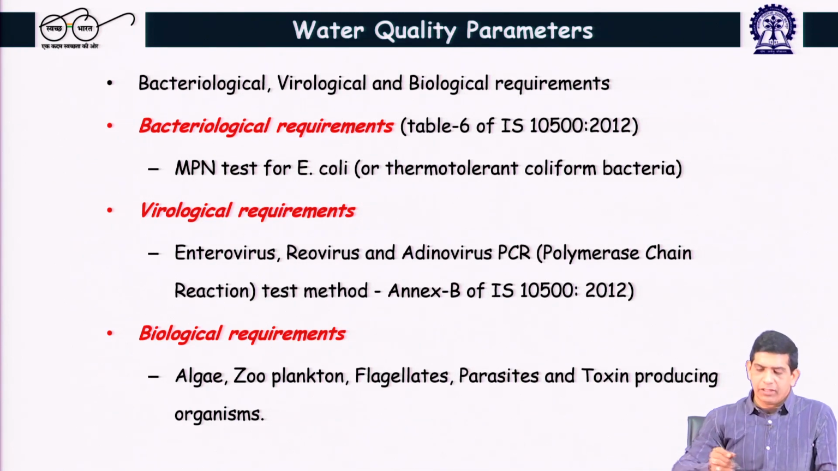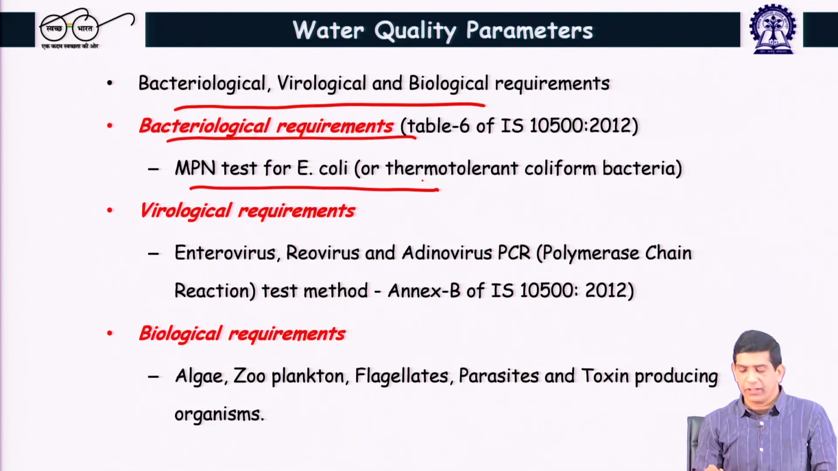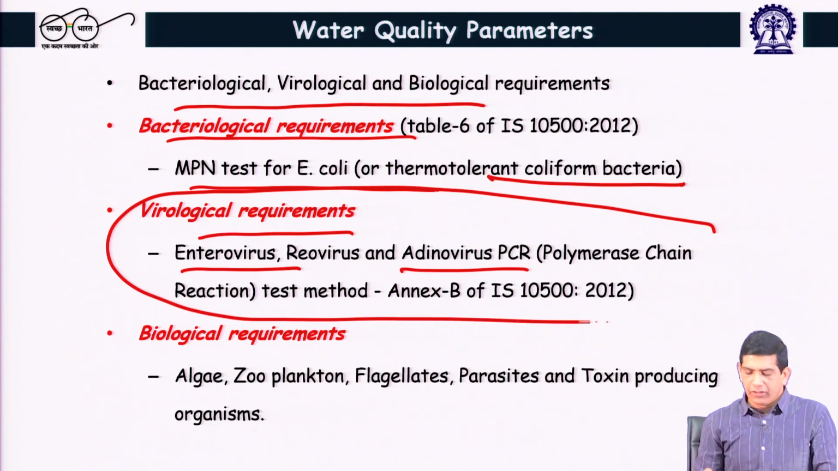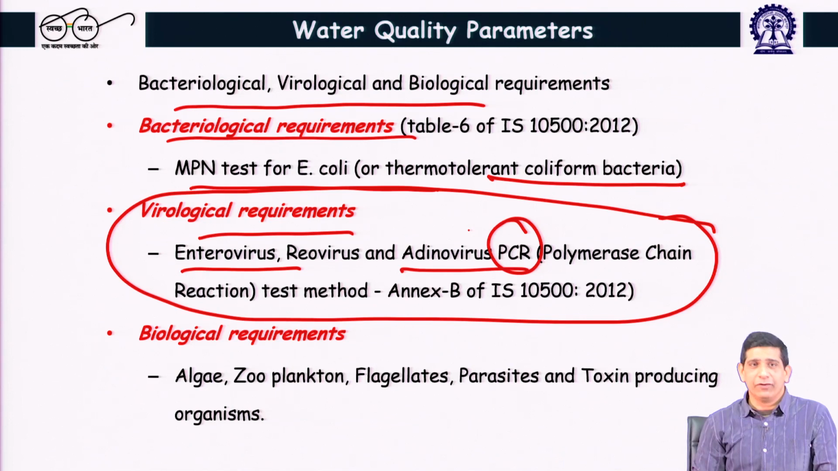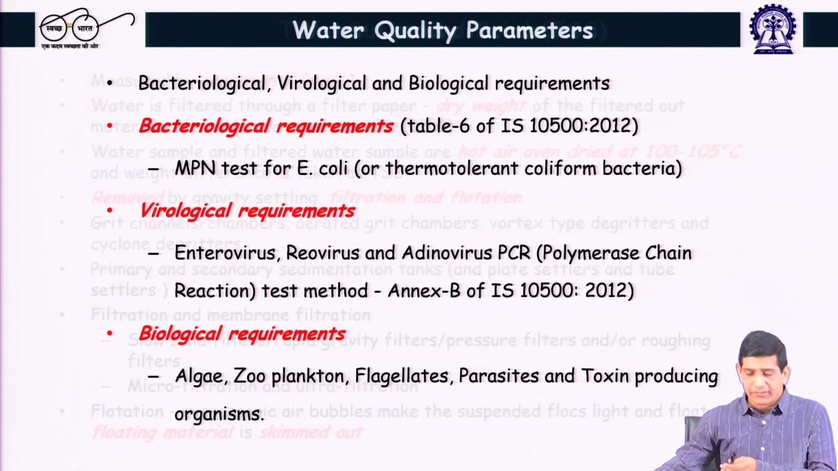In terms of some of the other bacteriological, virological or biological requirements: for bacteriological requirement we do the MPN test, the most probable number, for getting the coliform bacteria. For virological you can do rotavirus, adenovirus, PCR, enterovirus. Nowadays we have all become a little bit expert on viruses with this coronavirus right now. You remember this PCR, that is what we have, RT-PCR, for coronavirus as well. Then for the biological requirement, algae, parasites, toxins and all those, we can have a look at the water quality parameters from the biological angle.